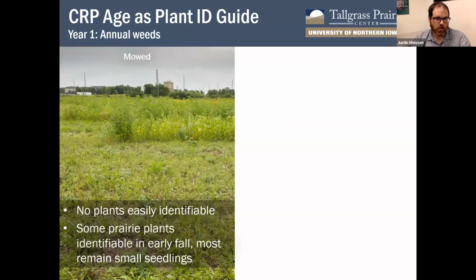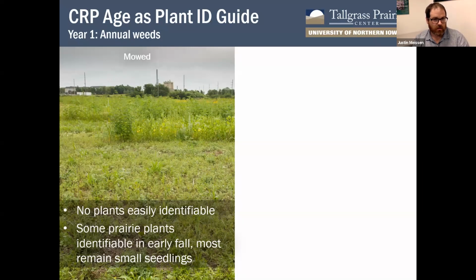So let's take a look at year 1. Most CRP managers or landowners prefer to use mowing throughout the season to prevent annual weeds from spreading into adjacent fields for aesthetic reasons. But there's also some science to show it does help speed up the establishment process. While that's very good for the CRP planting, it makes identifying plants really hard, since mowing changes the way a lot of plants look even after they come back.